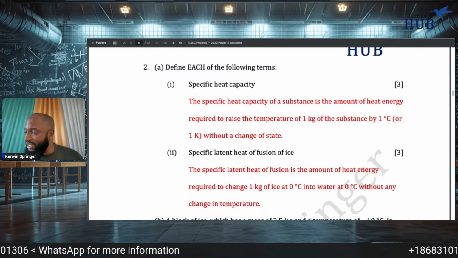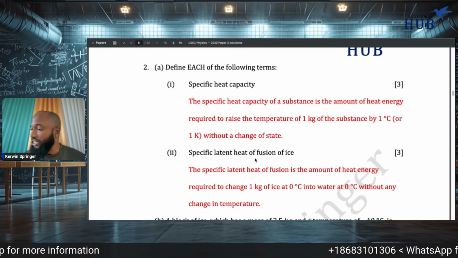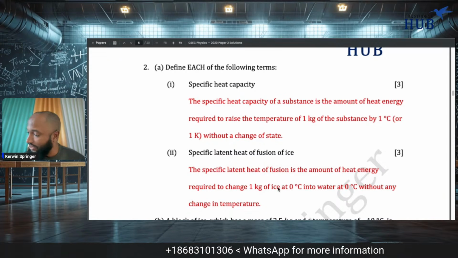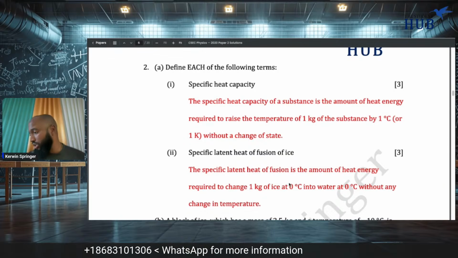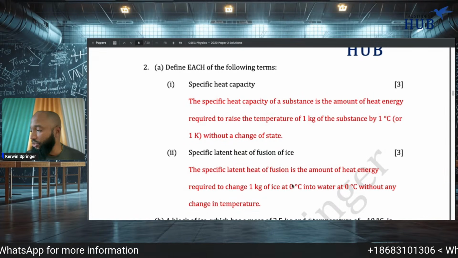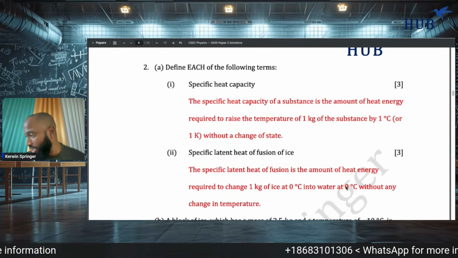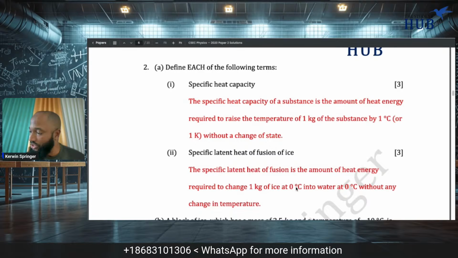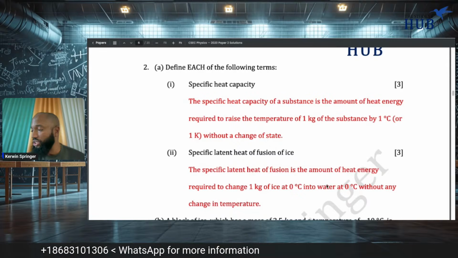So how do you modify the definition if they want latent heat of vaporization? You would change the ice to liquid water and the water into steam, right? And then you would change the temperature from 0 to 100 and keep it at 100. So from liquid to gas, it happens at 100 because there is no change in temperature.